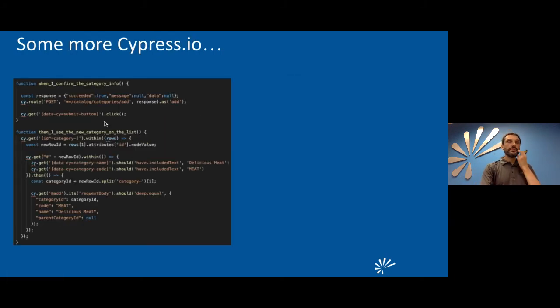So, more Cypress IO tests. This is another case where in this feature, the user would go in, they were adding categories and they could be nested. So add a category, a top level category, click to add a subcategory. So what I wanted to test was, okay, the user clicks to add a category, types in the code and the name for the category, confirms, then the behavior should be, now I want to see the new category on the list. And there's an API call that should have been made to the backend to persist that change, right?